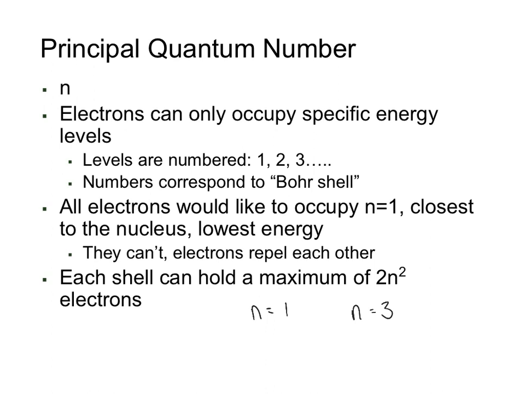Now ideally, all electrons would like to exist on the first shell, closest to the nucleus. However, the bottom line is they just can't fit. The electrons will begin to repel each other as they build up there. And so this leads us to saying that every shell, every Bohr level, can hold a total of 2n squared electrons. And so the first Bohr shell can hold 2 times 1 squared for a total of 2 electrons. The third Bohr shell can hold 2 times 3 squared for a total of 18 electrons.